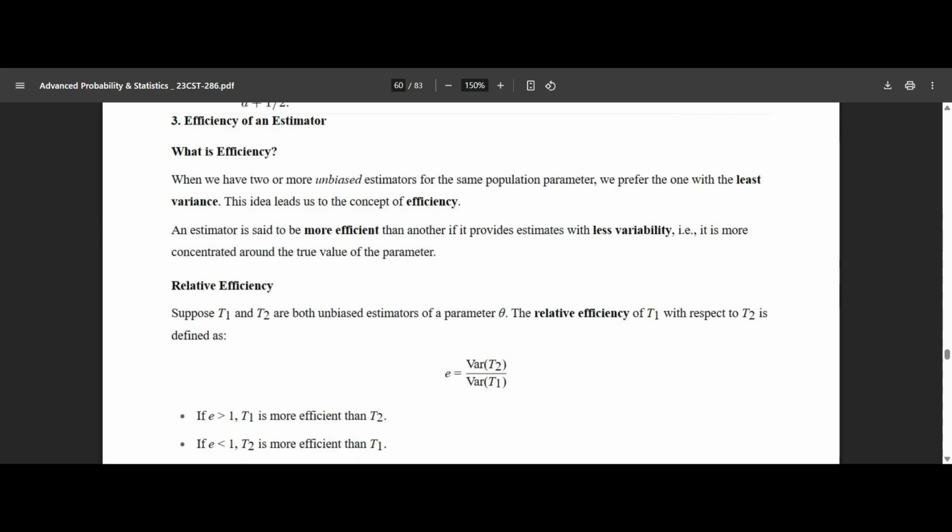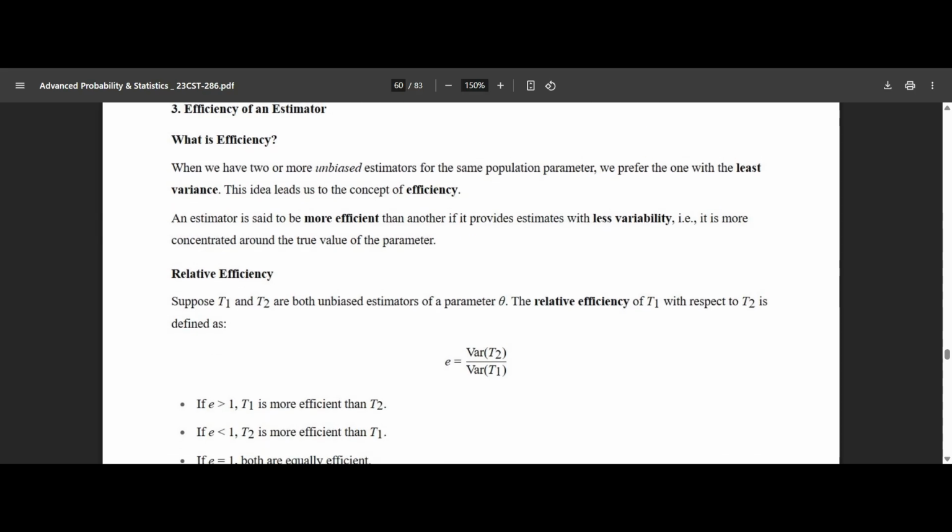7 and 31. Now we come to the third property of estimators. What is it? It is efficiency of an estimator. What is efficiency? When we have two or more unbiased estimators for the same population parameter, we prefer the one with least variance. This idea leads us to the concept of efficiency.